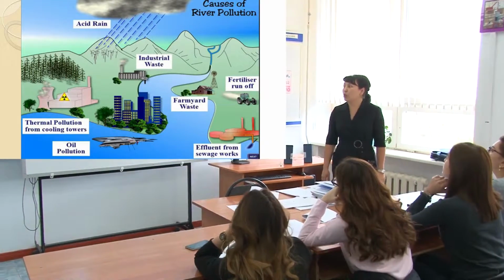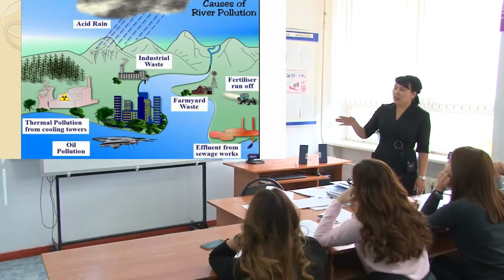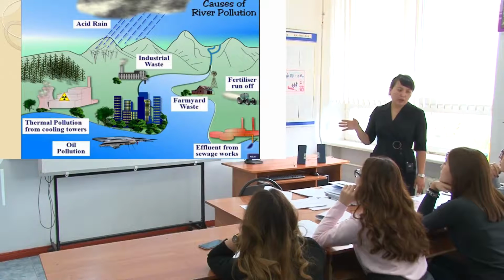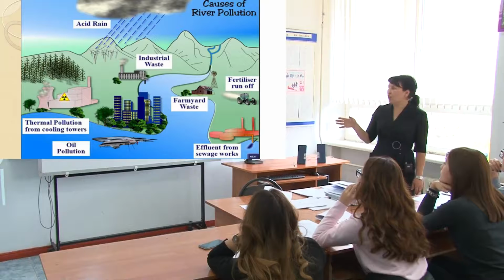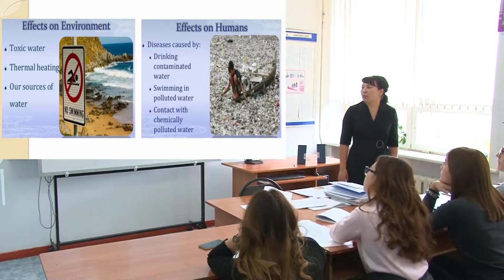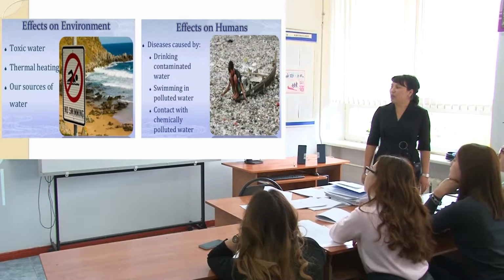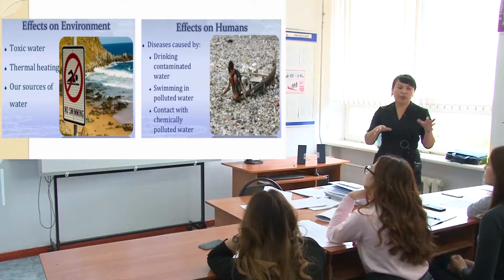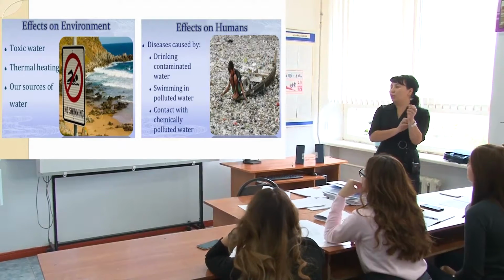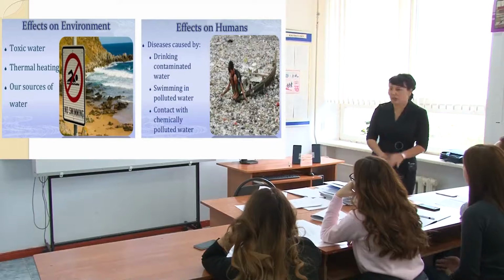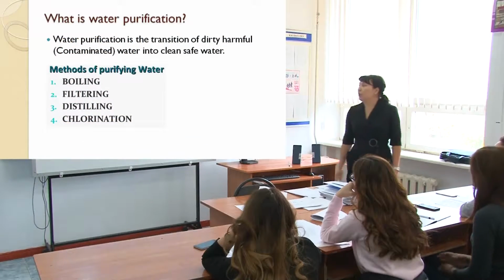Causes of river pollution. Acid rain, yes, industrial waste, thermal pollution from cooling towers, oil pollution, farmyard waste, fertilizer runoff, and effluent from sewage works, yes, sewage works. Effects on environment: toxic water, thermal heating, our sources of water. Effects on humans: drinking contaminated water, yes, first of all, swimming in polluted water and contact with chemically polluted water, yes, it's very important.